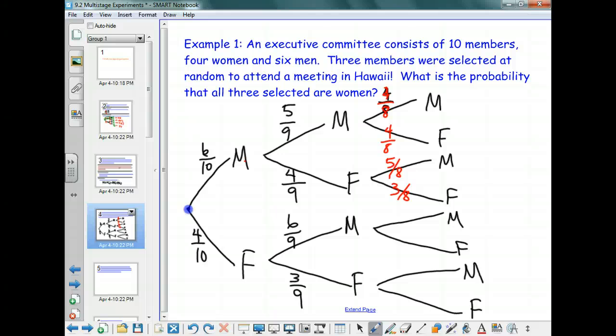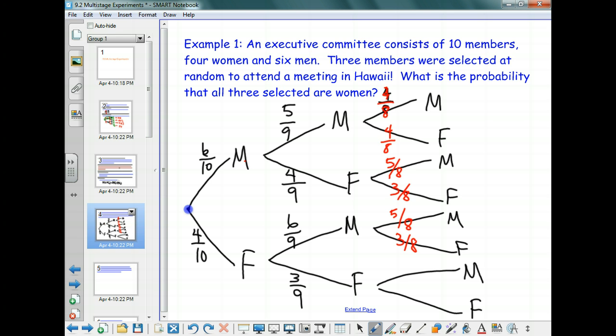All right, let's do the bottom half of our diagram. The bottom half of the diagram, I had 1 female and 1 male. So how many male names are left in the hat? 5 out of 8. So if there are 5 male names out of 8 in the hat, how many female names are there? 3 out of 8.